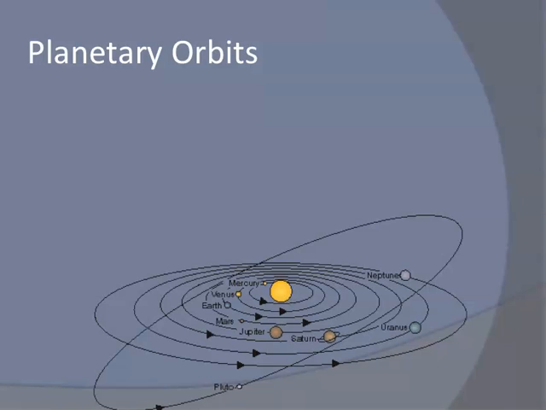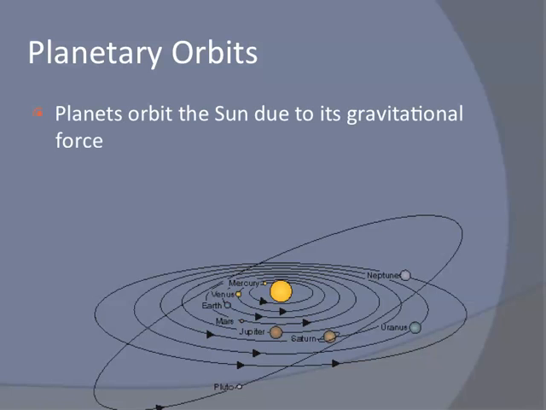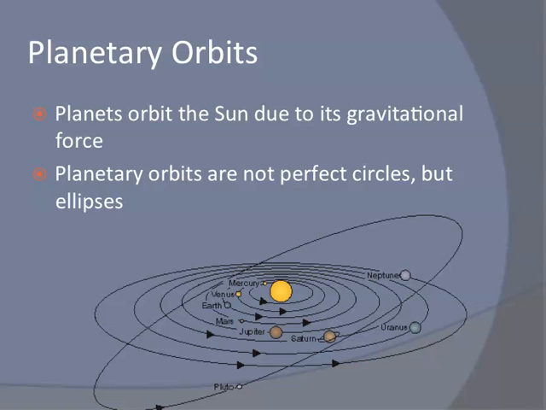So you all know the planetary orbits. We can talk about how these planets are orbiting using parametric equations. And as we start to think about how we can talk about them, first thing to know is that, well, first, planets orbit the sun due to gravitational force. And the other thing to know is that these orbits are not perfect circles, but they're actually ellipses, right?